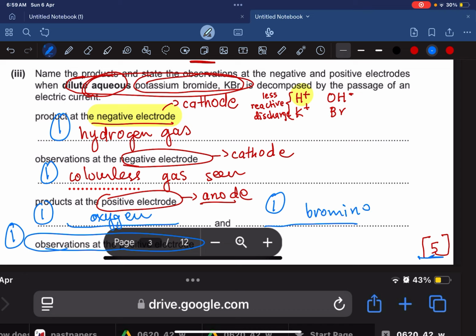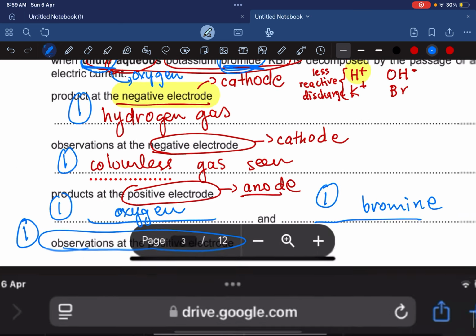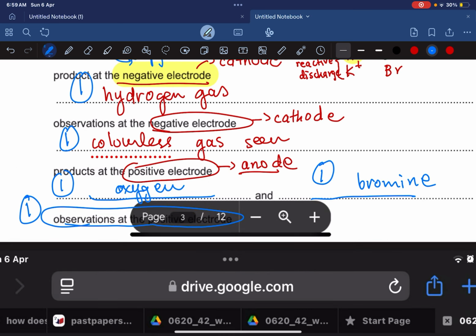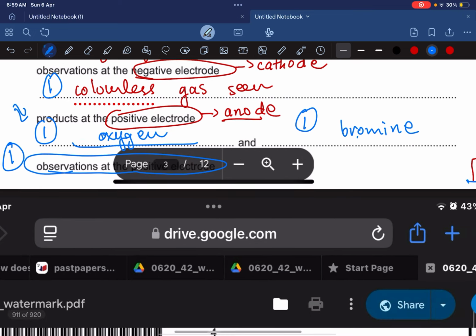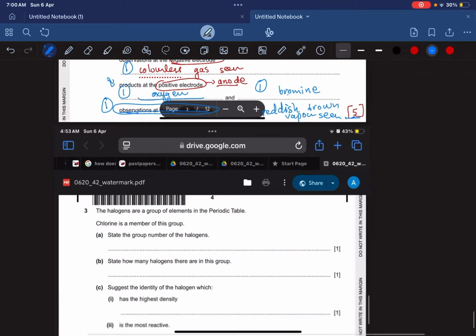Okay, if this had been empty, it would have been 1 because it's a dilute solution, then we would have written oxygen, because in dilute solutions you never form your halogen. Okay, bromide is halogen. In dilute you always form oxygen, but over here we have 2 blanks, so we have to fill. So we're going to discharge both oxygen and bromine. For the observation, because bromine is reddish brown, the observation at the positive electrode is going to be reddish brown vapor seen. Okay, so we're done with this.